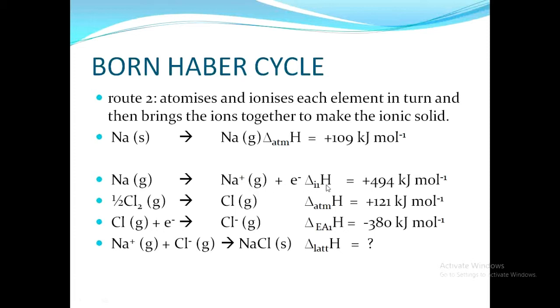The enthalpy depicting this step is known as the first ionization energy. Its value can be seen in the data booklet. The third equation shows the atomization enthalpy of chlorine in gaseous form. The atomization enthalpy is 121 kilojoule per mole. You can see this data also in the data booklet if it is not given within the question. Then we have to form the chloride negative ions so as to react sodium positive and chloride negative ions. For that purpose we need the first electron affinity of chlorine, that is minus 380 kilojoule per mole.